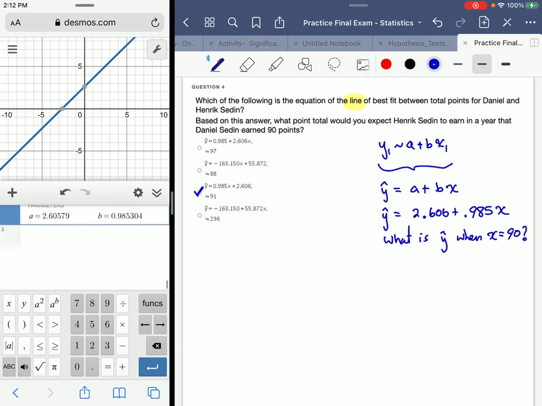So what we would just do is type this into Desmos as a function of x, f of x equals 2.606 plus 0.985x, and then just replace the x with a 90.